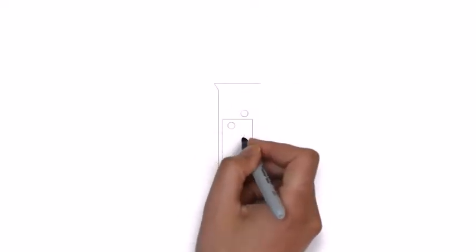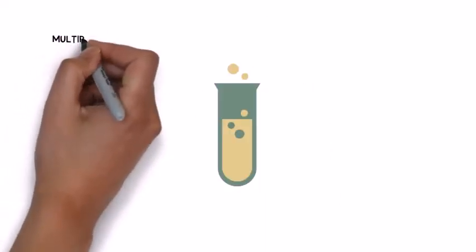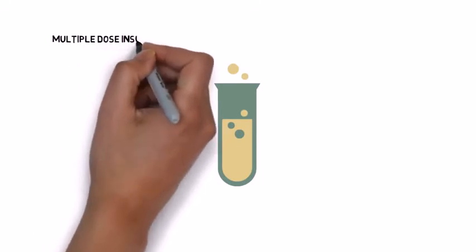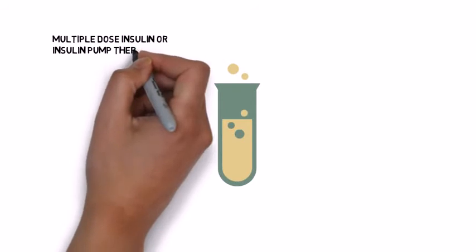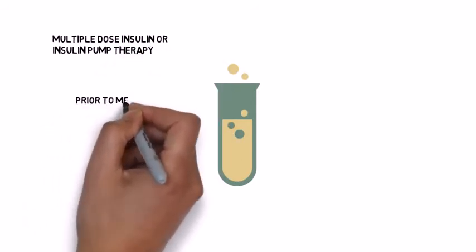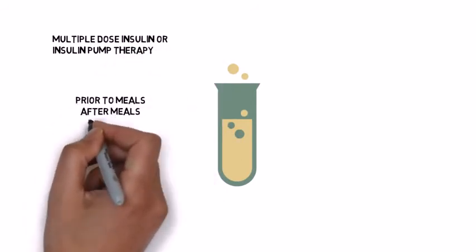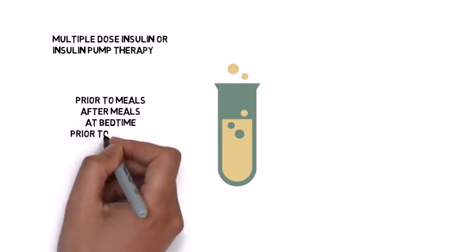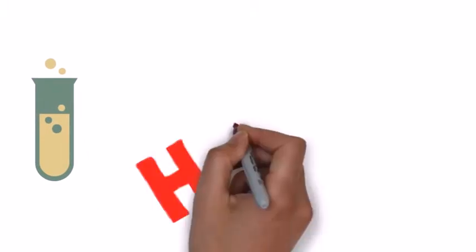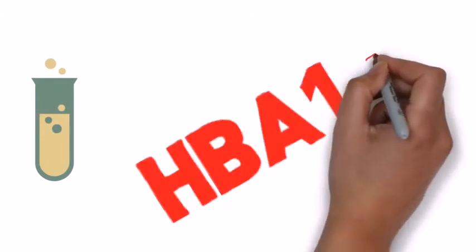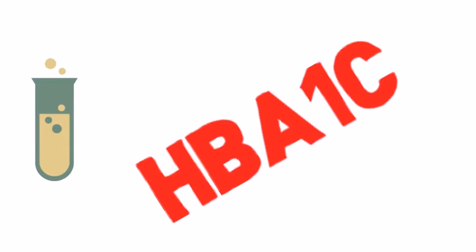Glucose monitoring can be tricky. When should patients monitor their sugars? Patients on multiple dose insulin or insulin pump therapy should check their glucose prior to meals, occasionally after meals, at bedtime, prior to exercise, and more frequently if they suspect low or high glucose. Hemoglobin A1C in patients who are stable can be checked twice a year. Hemoglobin A1C in patients who are not meeting their goals should be checked every 3 months.